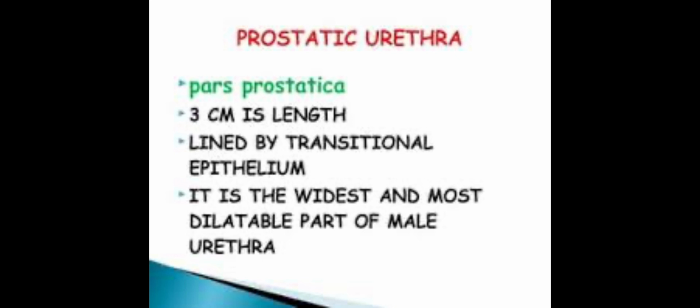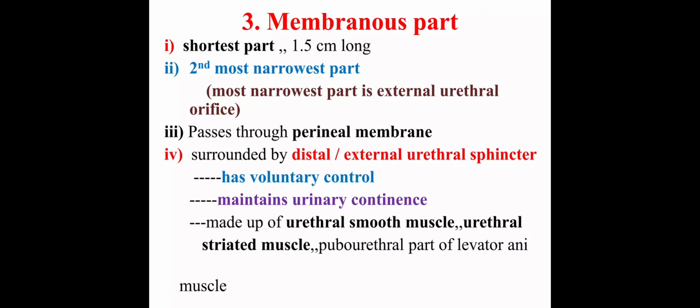The next is the membranous urethra, I have just started from the bladder neck. The membranous urethra is composed of pseudostratified columnar epithelium, and it is the shortest urethra, 2.5 centimeters. It is the least extendable portion of the urethra, and it is the second narrowest part of the whole urethra.